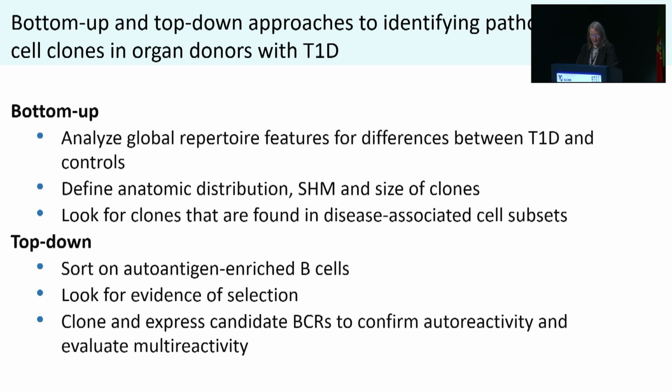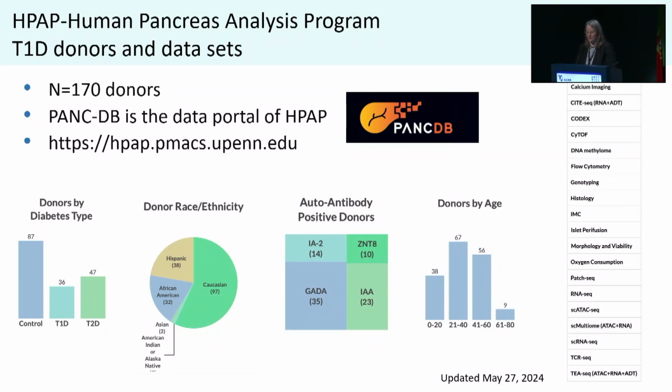So, okay. So I mentioned that this all relies on the Human Pancreas Analysis Program, which is an NIH-funded program that's carried out at the University of Pennsylvania, University of Florida, and Vanderbilt. This is an amazing resource, actually. They've collected over 170 organ donors, and you can see the data are shown in this database called PanCDB. I'm not sure this is working. Yep, there we go. You can access these data sets online, and for each donor you have lots of different data that you can dive into, which is very nice for deep characterization profiling of the donors.